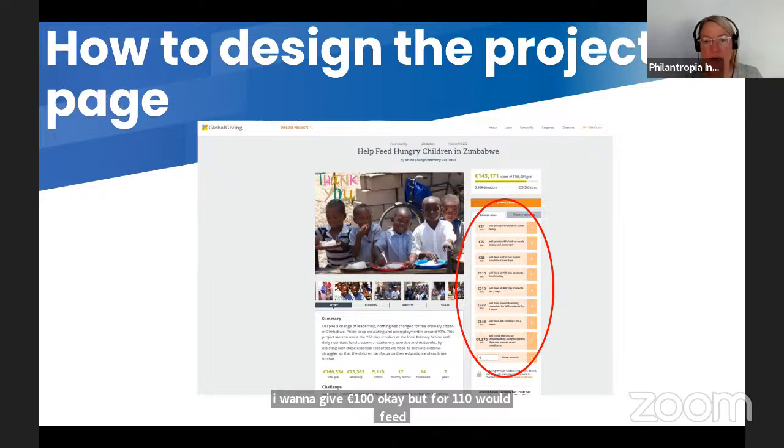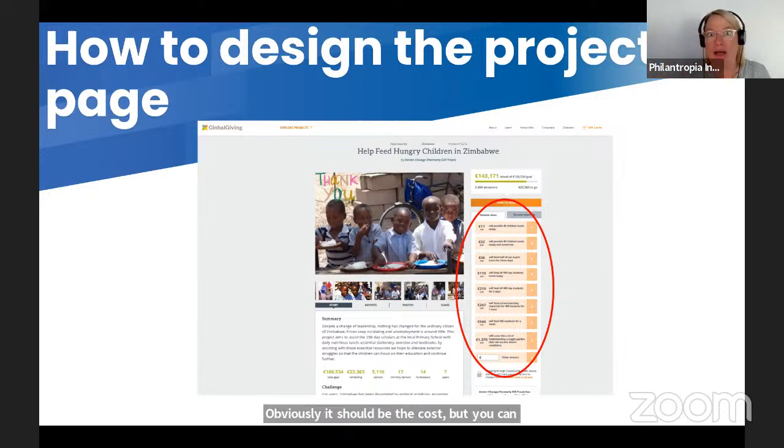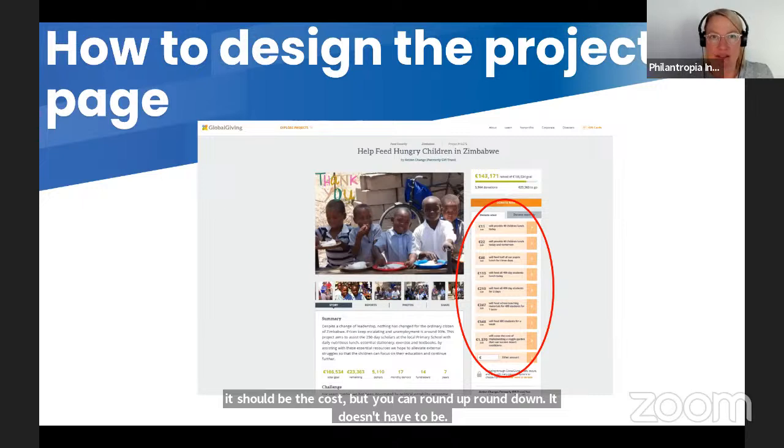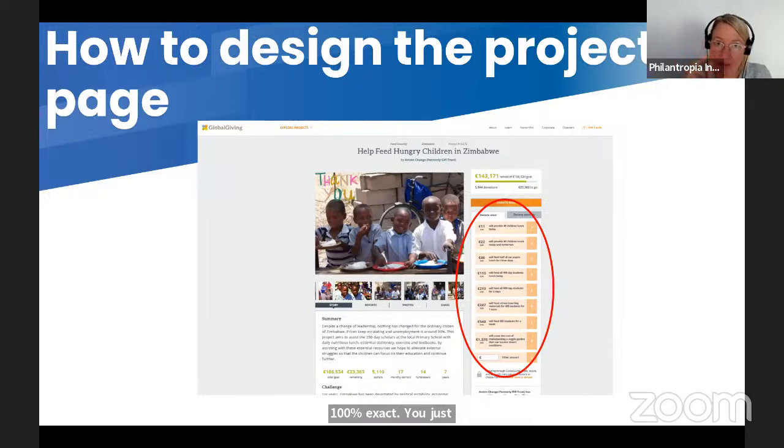So I think you can also play around with those amounts. Obviously, it should be the cost, but you can round up, round down. It doesn't have to be 100% exact. You just have to attach a monetary value to one of the tasks that you want to do in your project that is positive. If you want to build a school, for example, you can say 100 bricks cost that much, 10 bricks cost that much, a sack of cement, stuff like that. That will be really helpful, and will make sure that you get more donations.